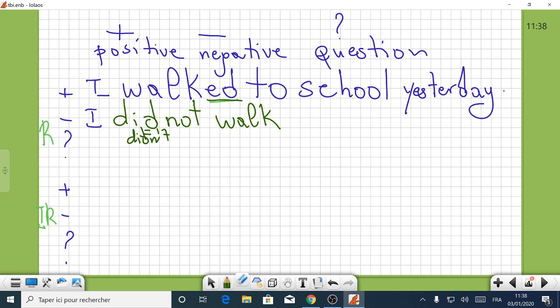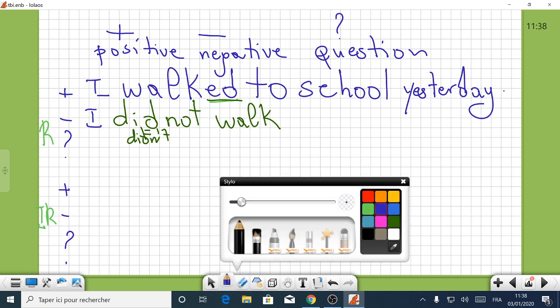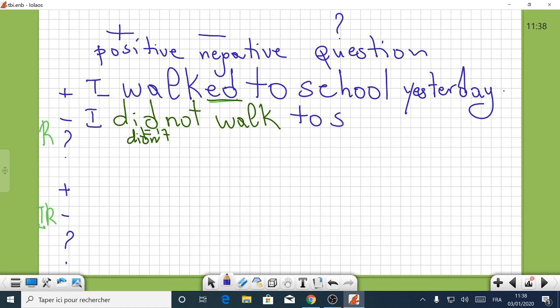And we finish the sentence. I did not walk to school yesterday. And we stop here. So the positive form, I walked to school, we have ed here because the verb is in the past simple and we're talking about yesterday. If you want to make it negative, we say I did not walk to school.